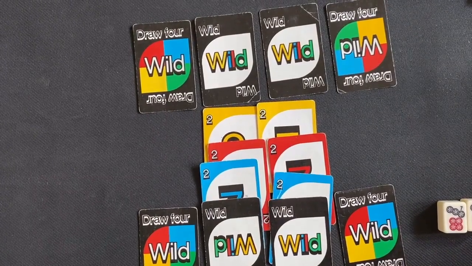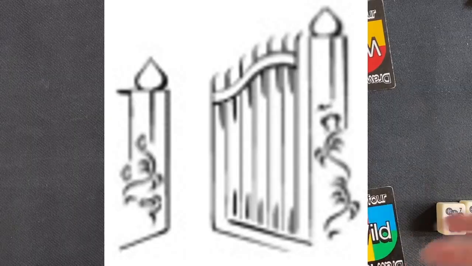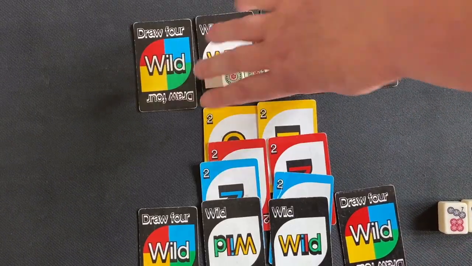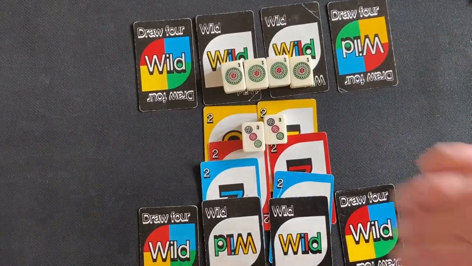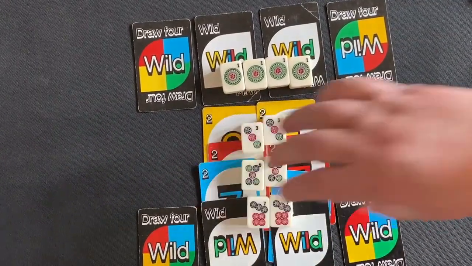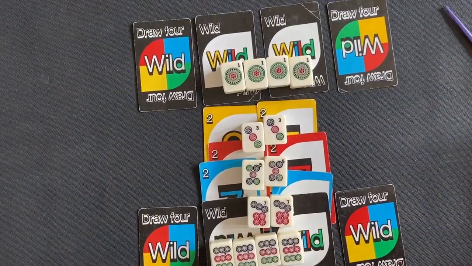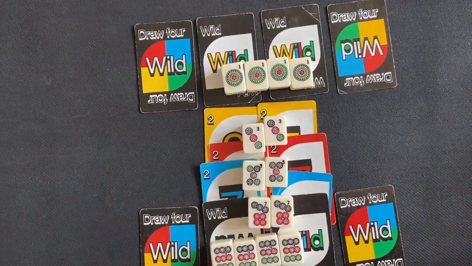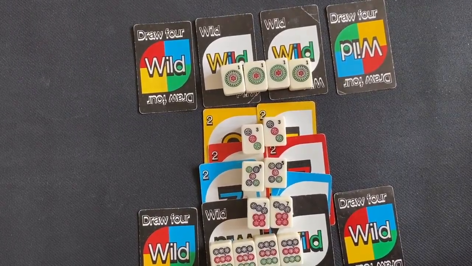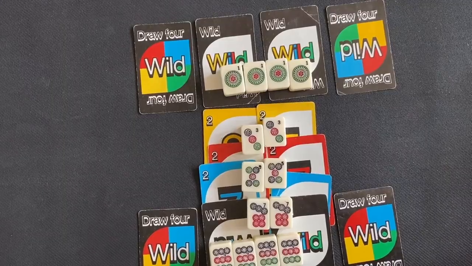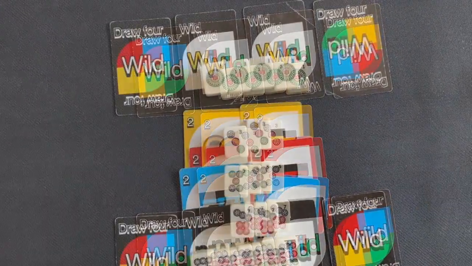Now we've completed the sandwich pattern or the gate pattern. With our Mahjong eyes, we could replace them with our tiles to make the pattern. 4, pair, pair, pair, 4. Again, see if you can find this pattern. There are only 2 on the card. Really just 1, but I'm stretching it to 2 with the idea of the groupings.